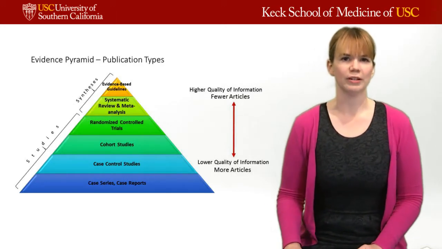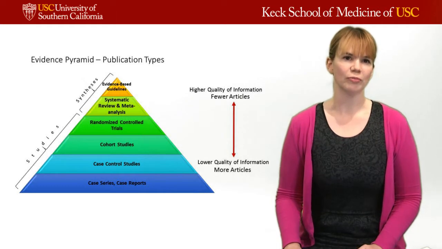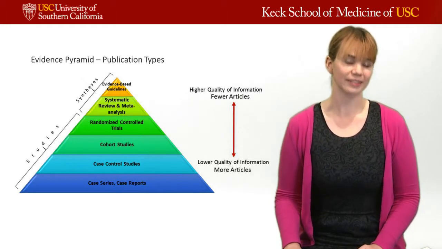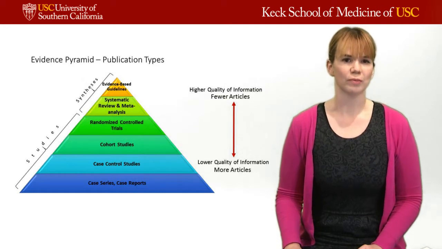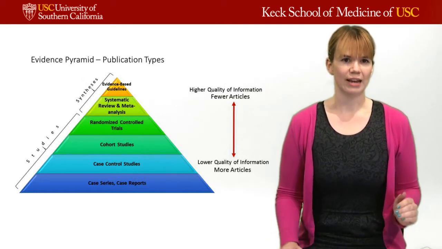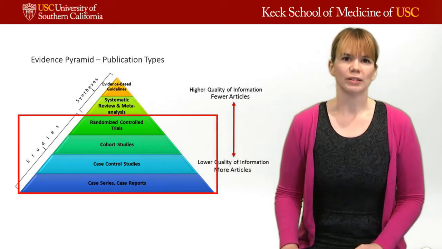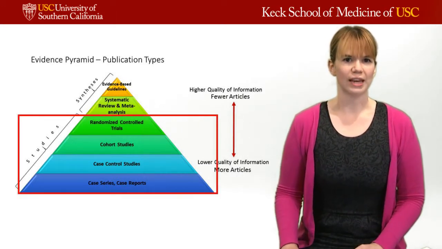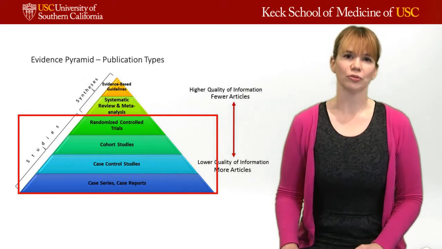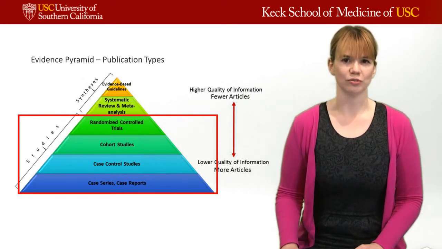This is the evidence pyramid of publication types. As you recall, from the bottom of the pyramid, we have the primary studies, and as you go up the pyramid, we have the synthesis of those studies. You also remember that the quality of evidence becomes higher as you go up the pyramid. Today we're going to be talking about the bottom of the pyramid: case series, case reports, case control studies, cohort studies, and randomized controlled trials.